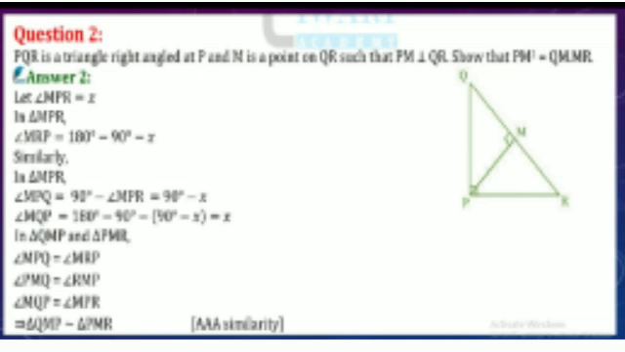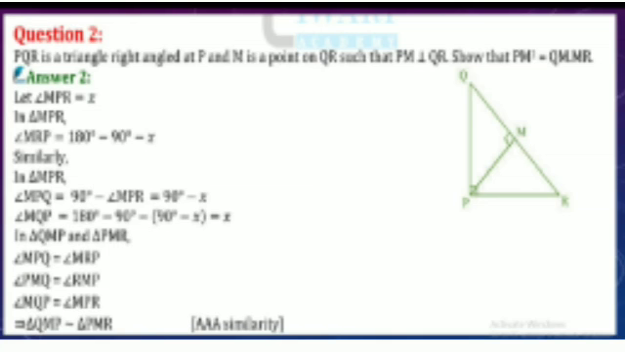Now students, question number 2 is: PQR is a right angle triangle at P and M is a point on QR such that PM is perpendicular to QR. Then show that PM square is equal to QM into MR. Students, if you remember, PM square is equal to QM into MR is one of the intermediate results of the Pythagoras theorem. So let us understand how we are going to do this.